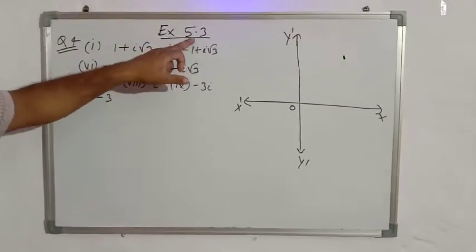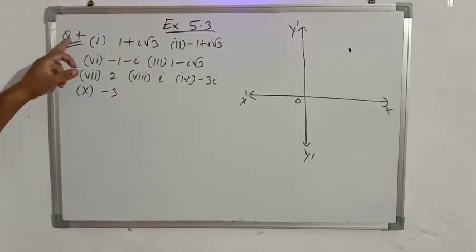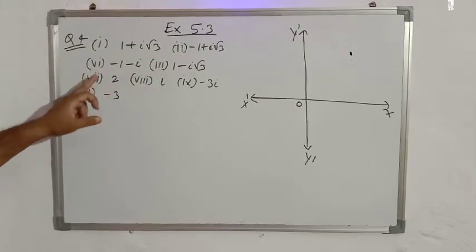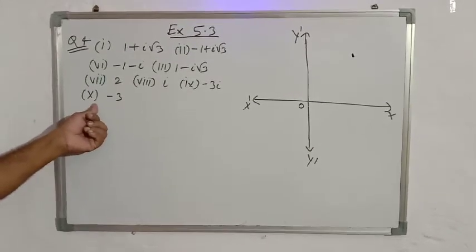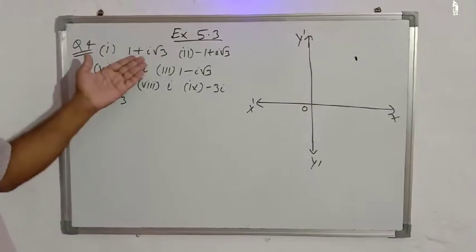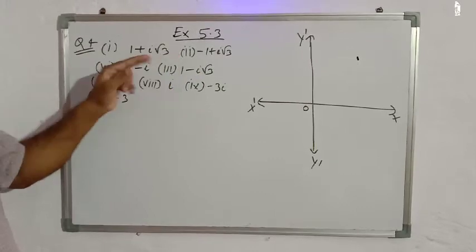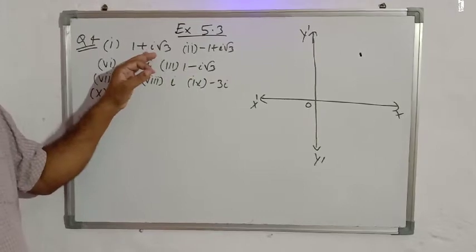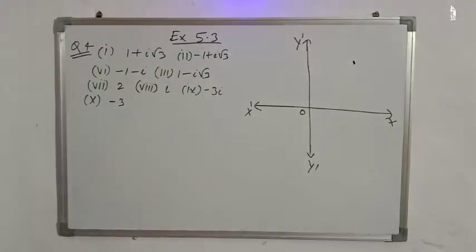See exercise 5.3, I have taken few parts of question number 4. Question number 4, first part, second, third, sixth, seventh, eighth, ninth part, and I have added one more part, 10th part, minus 3. All are complex numbers, given in the form of x plus iy. We have to express them in the polar form or trigonometrical form.